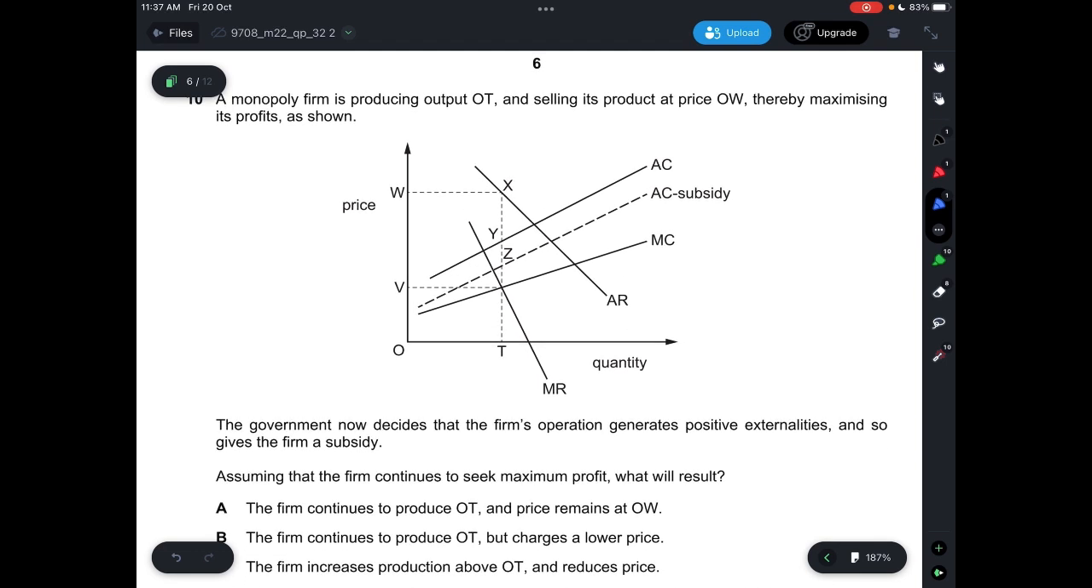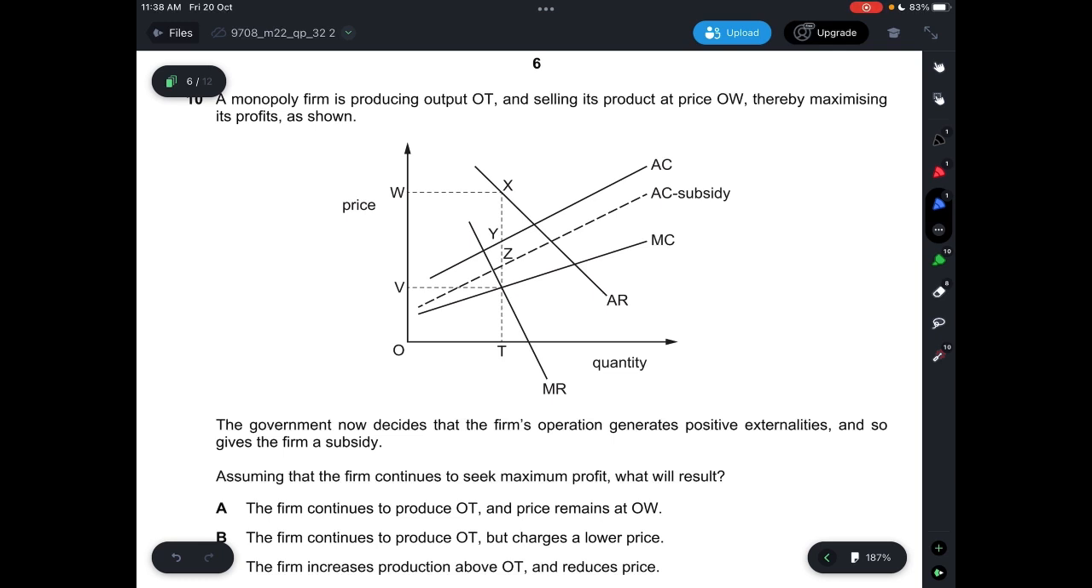Question 10, a monopoly firm is producing output OT and selling its product at price OW, thereby maximizing its profit as shown. And the government now decides that the firm's operation generates positive externalities and so gives the firm a subsidy. Assuming that the firm continues to seek maximum profit, what will result?